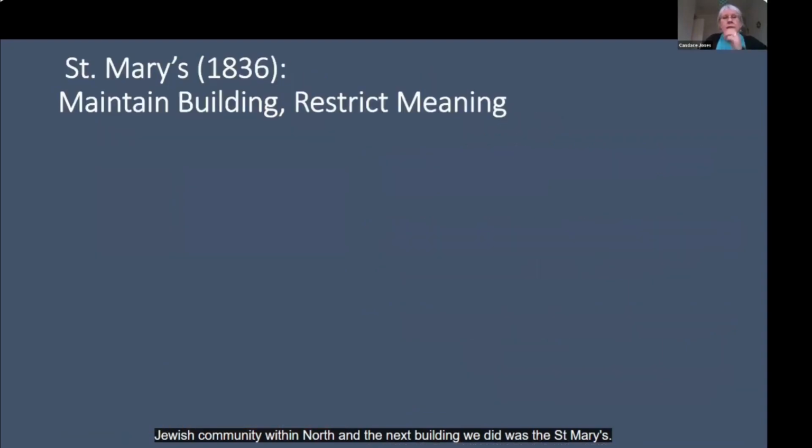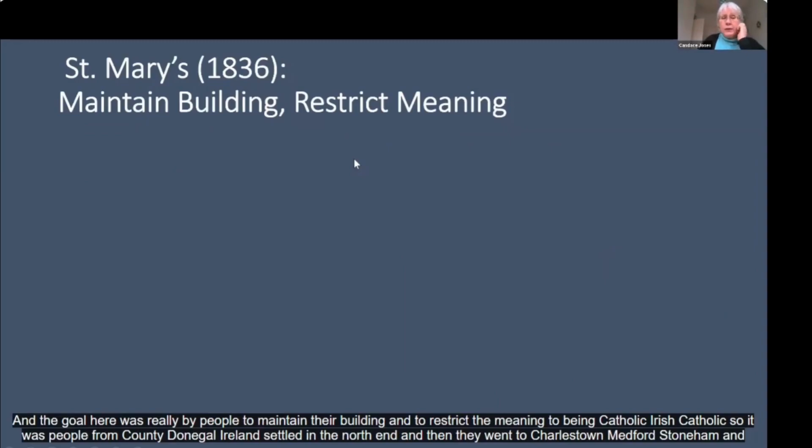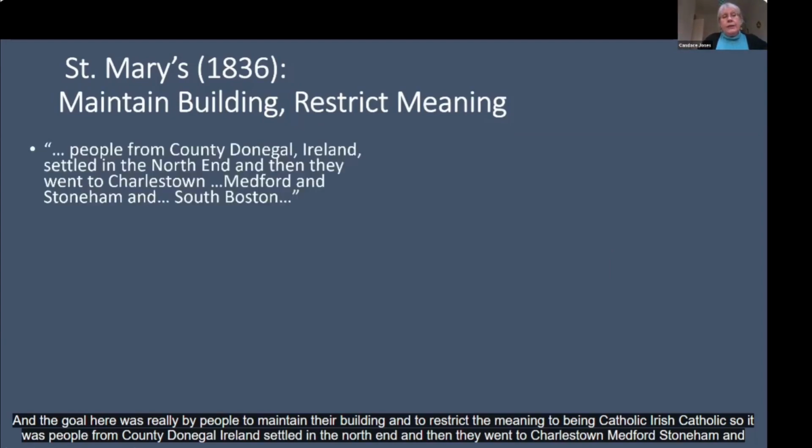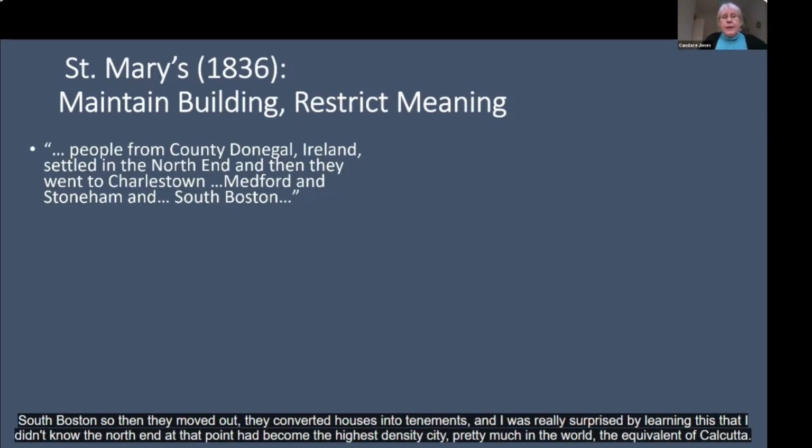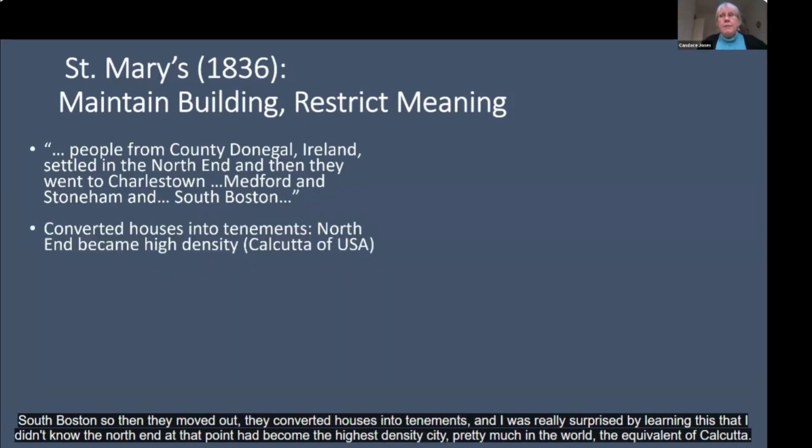The next building we did was the St. Mary's. And the goal here was really by people to maintain their building and to restrict the meaning to being Catholic, Irish Catholic. So it was people from County Donegal, Ireland, settled in the North End, and then they went to Charlestown, Medford, Stoneham, and South Boston. So then they moved out. They converted houses into tenements. I was really surprised by learning this, that I didn't know the North End at that point had become the highest density city pretty much in the world, the equivalent of Calcutta.